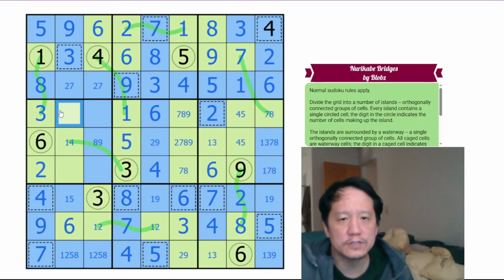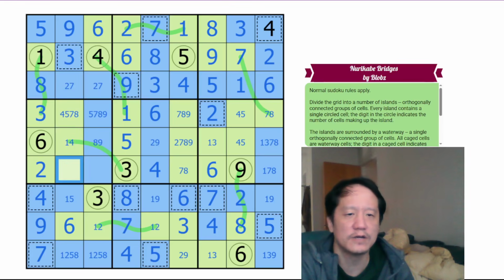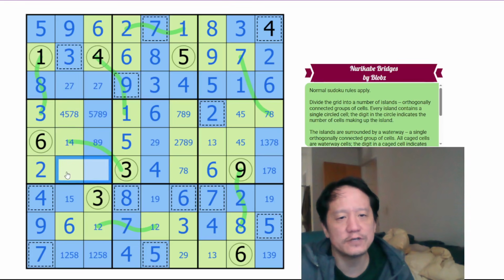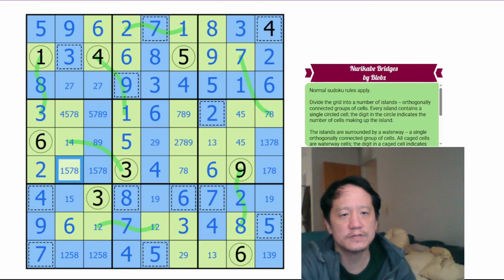Remaining digits of row 4, we have 4, 5, 7, 8, 9. This can't be 4 because of 4 in the column. No 9 because of 9 in the column. Remaining digits of row 6 are 1, 5, 7, 8.